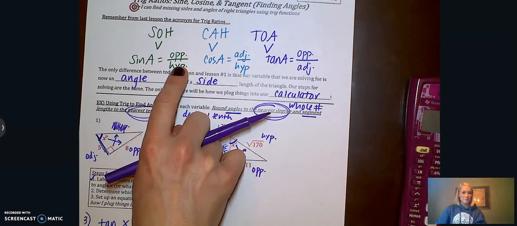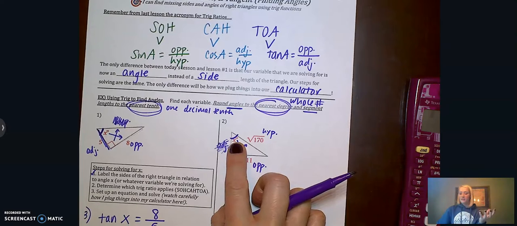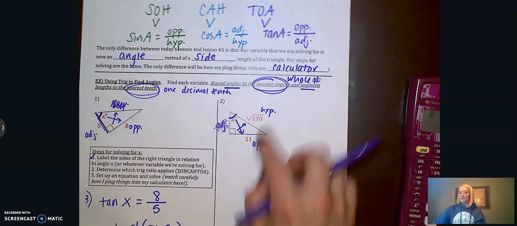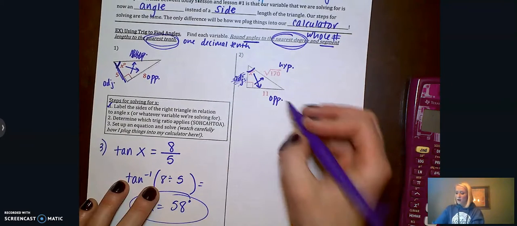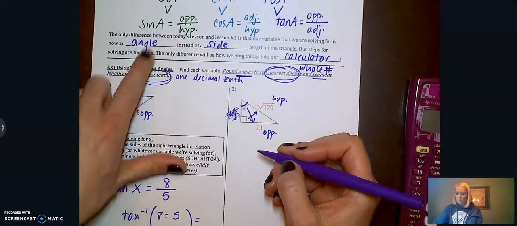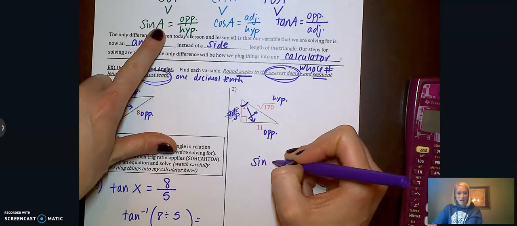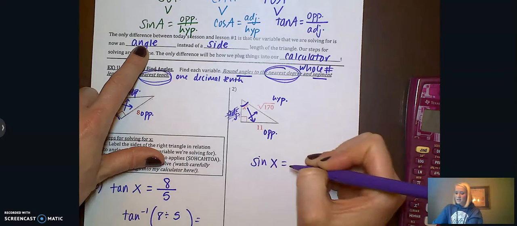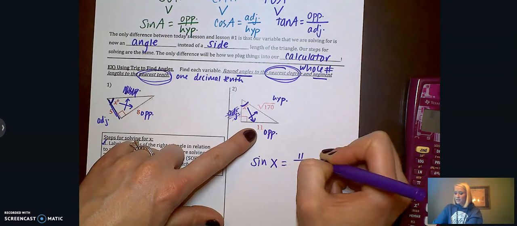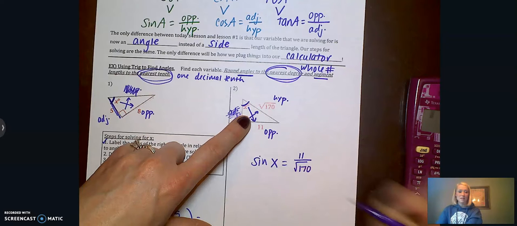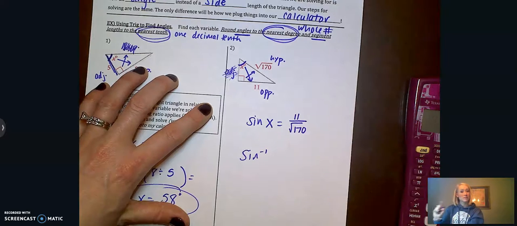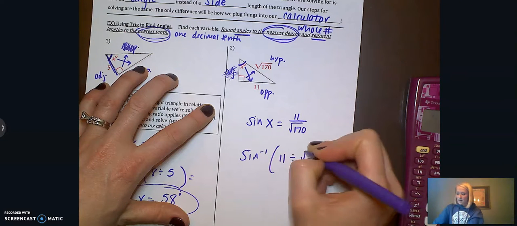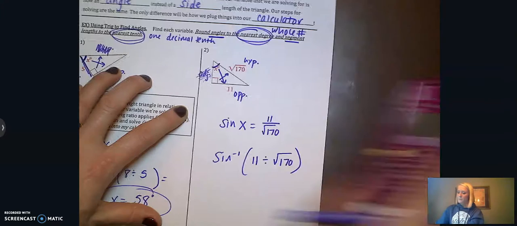Opposite over hypotenuse. So there's some angle measure that when you do opposite divided by hypotenuse, it always equals the same fraction, the fraction I'm about to write. So I just need to find out what angle this is. So I'm going to do sine. Again, it's helpful to see it. So I'm going to say sine of the angle, which in this case is x, equals the opposite piece, 11, over the hypotenuse, square root 170. When I'm finding the angle, I type in inverse sine, or sine -1, and then I just type in that fraction as a division problem.